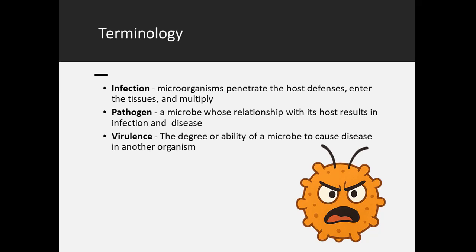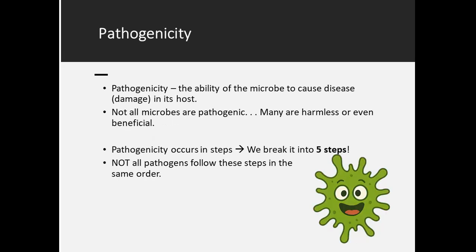Now, it's a pathogen when during that infection, that microbe is able to do harm to the host and cause disease. And then virulence refers to the ability or the degree to which a microbe is able to cause a disease in another organism. So let's talk a little bit about pathogenicity. And remember, that's the ability of the microbe, and this can be a bacteria, a fungus, a virus, whatever. What's its ability to cause a disease in a host organism?